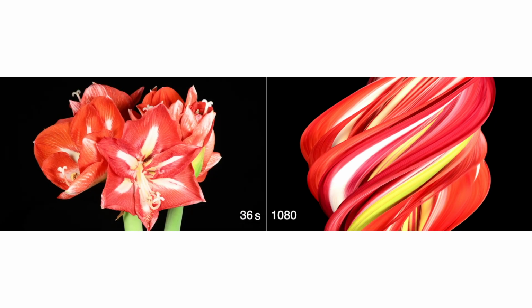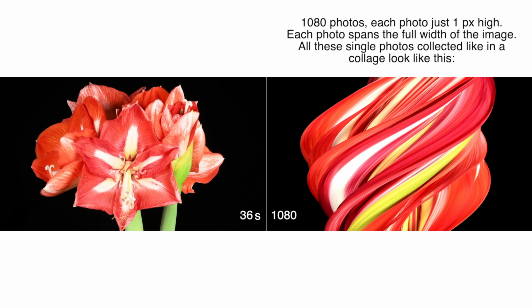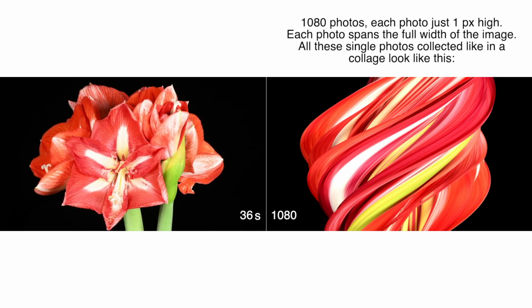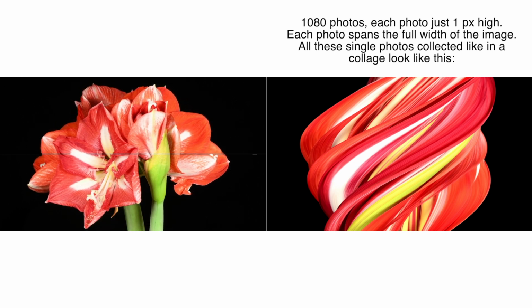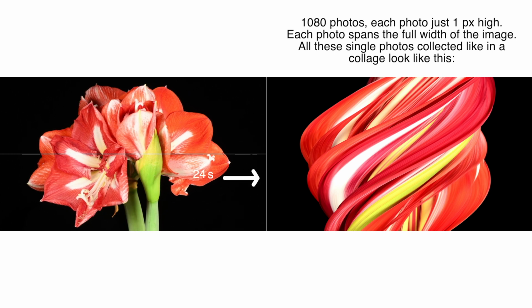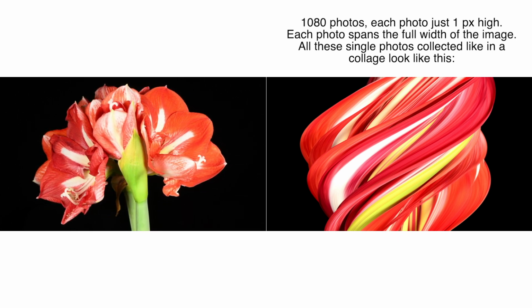If I do this often enough, for example over a period of 36 seconds, one photo every 30 milliseconds, I get 1080 photos. The resulting image then shows how the tiny observed section of the rotating Amaryllis has changed over the period of 36 seconds. And that's it. The first slit scan image of the Amaryllis is done.